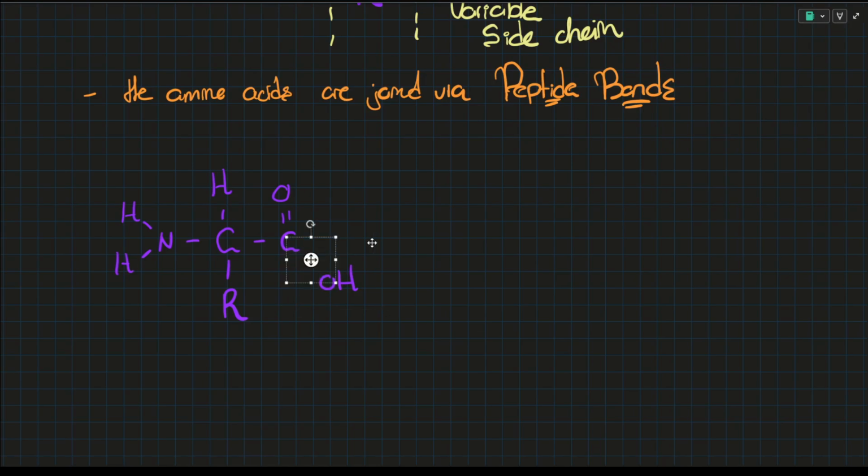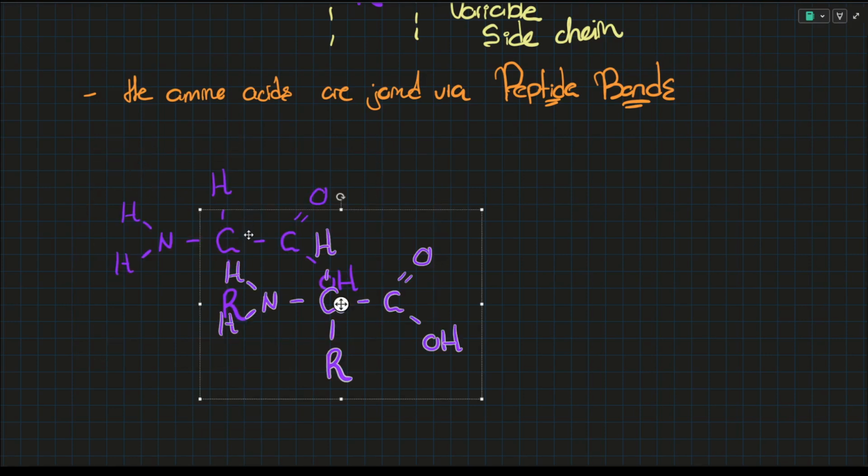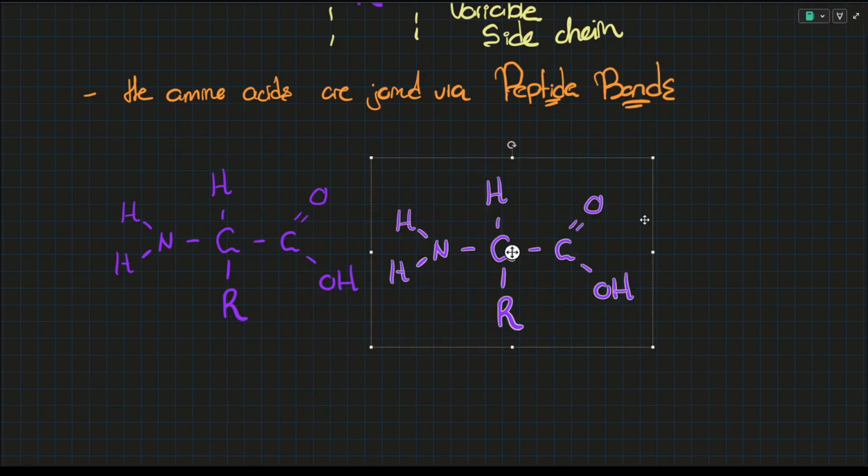OH being here, the oxygen being here, and the bonds basically angled like this. So I'm going to keep it like that for a bit. For a peptide bond to form, just like a glycosidic bond, you at least need 2 amino acids in total. Let's form the bond.